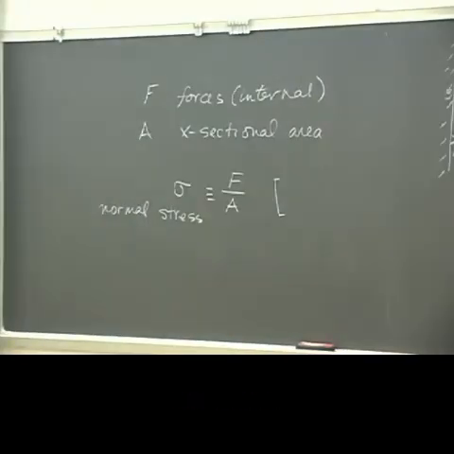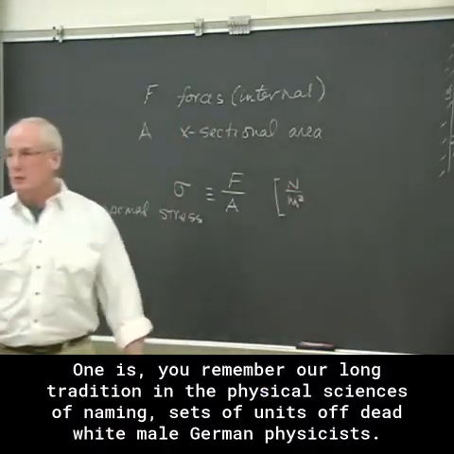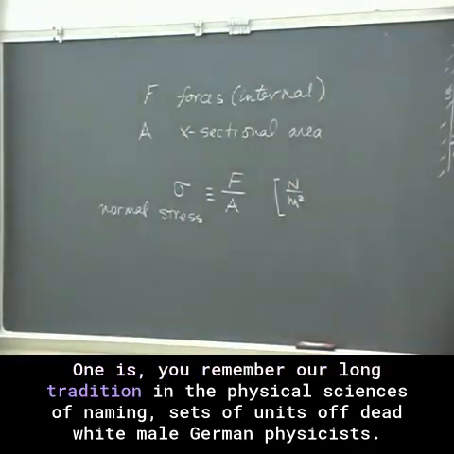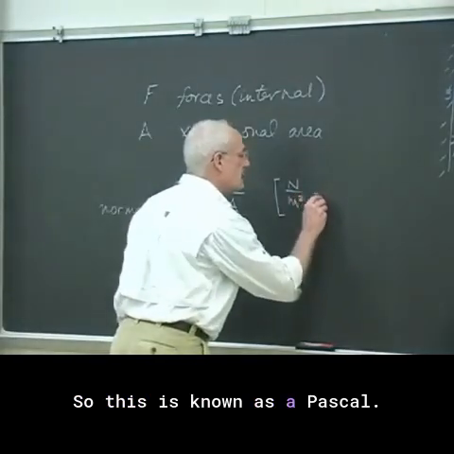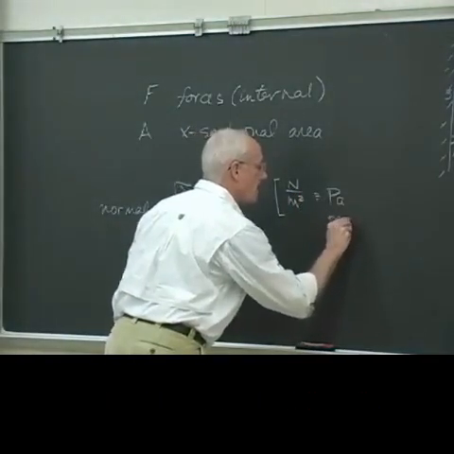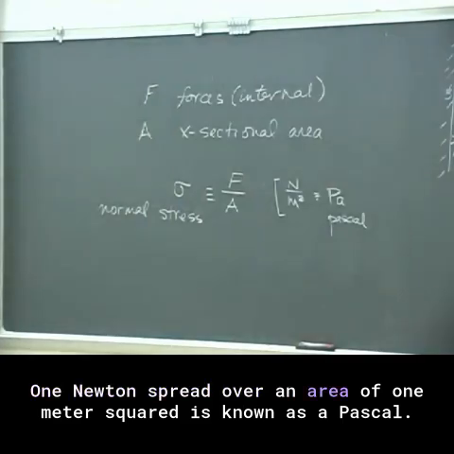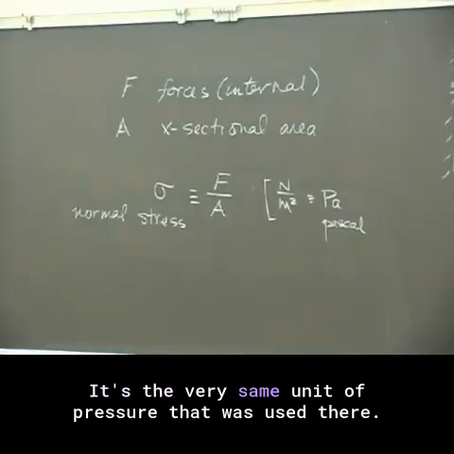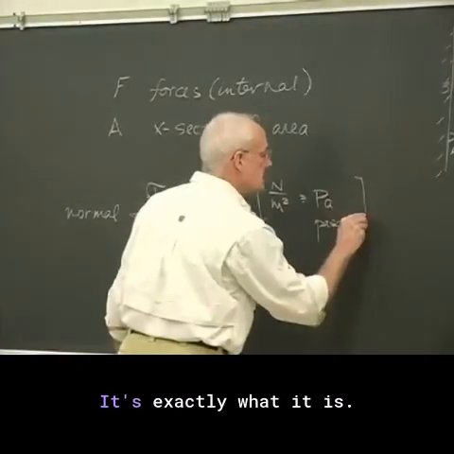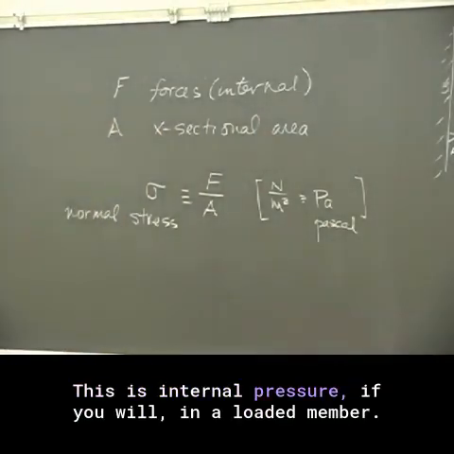The units, sort of. Two things. One is, you remember our long tradition in the physical sciences of naming sets of units off dead white male German physicists. So this is known as a Pascal. 1 Newton spread over an area of 1 meter squared is known as a Pascal. It's a unit of pressure. It's the very same unit of pressure that was used there. It's exactly what it is. This is internal pressure, if you will, in a loaded member.